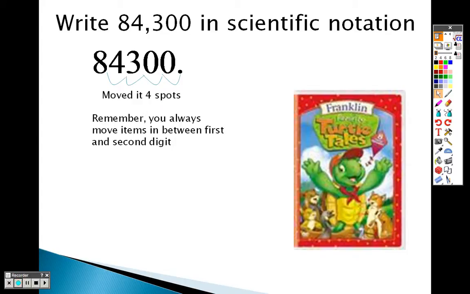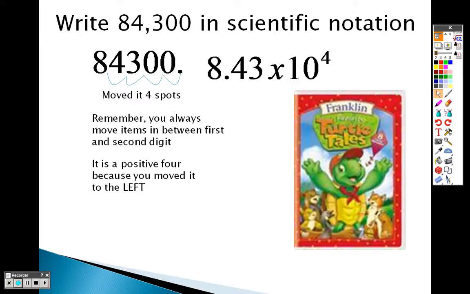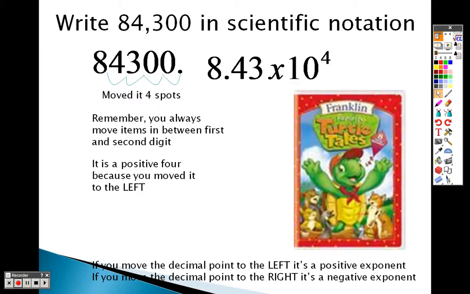Remember, you always move it in between the first and second digit, so it's 8.43 times 10 to the fourth power. It's positive because we moved it to the left. If you move the decimal point to the left, it's positive. Remember that. If you move the decimal point to the right, it's a negative exponent.